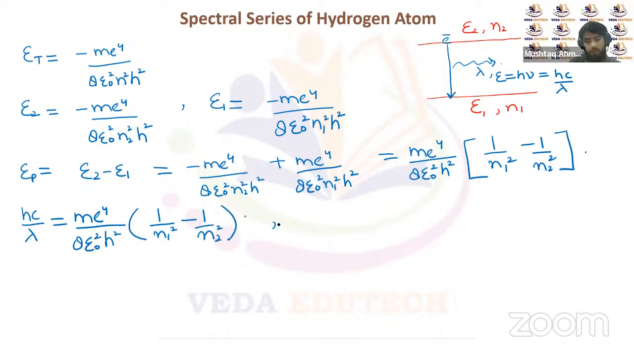So the value of lambda from here comes out as follows: 1 upon lambda will be equal to me to the power 4 upon 8 epsilon naught square h cube multiplied by c, where c is the speed of light, times 1 upon n1 square minus 1 upon n2 square.